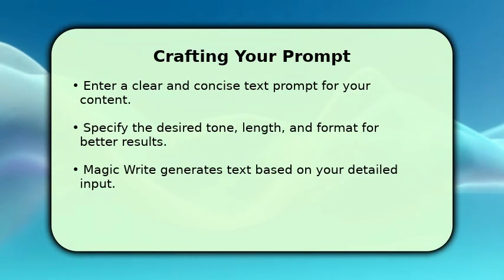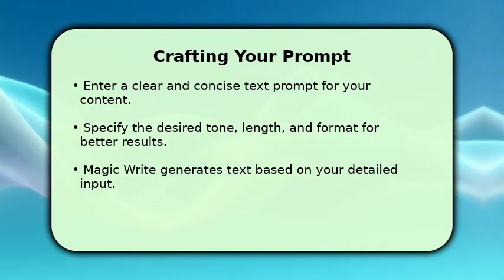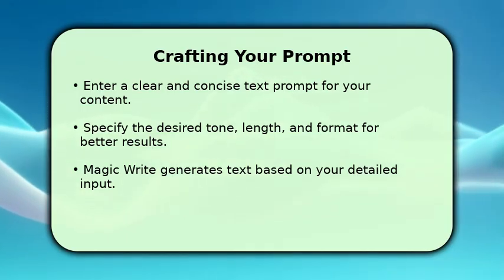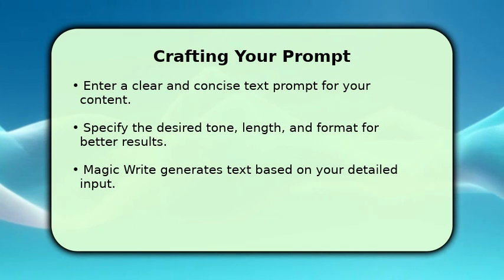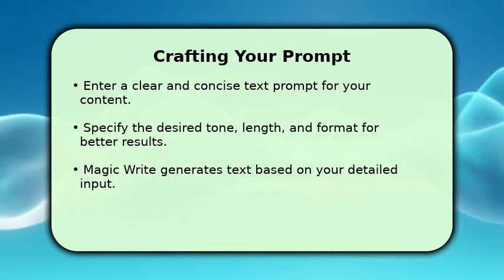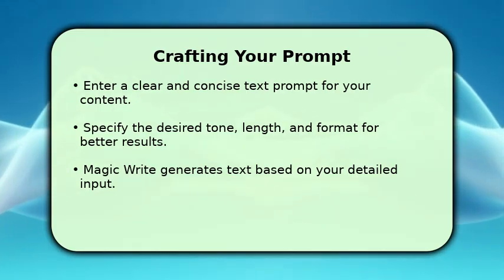Now, it's time to tell Magic Write what you need. Type a clear and specific prompt into the text box. For example, you might ask it to write a short blog post about sustainable living, or generate 5 catchy headlines for a fitness class. The more detail you provide, including tone or length, the better the output will be.